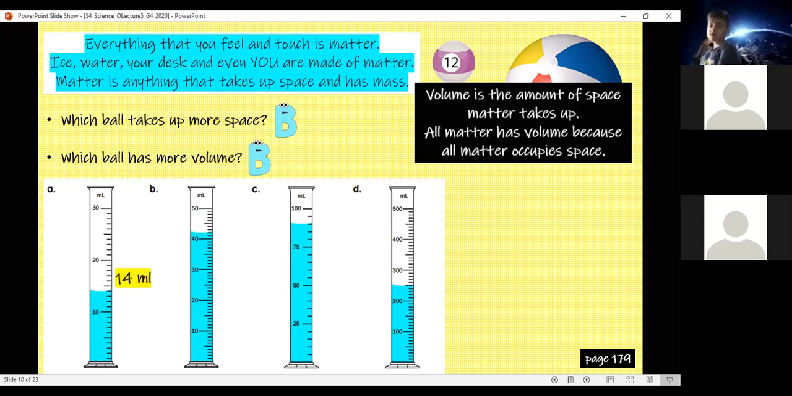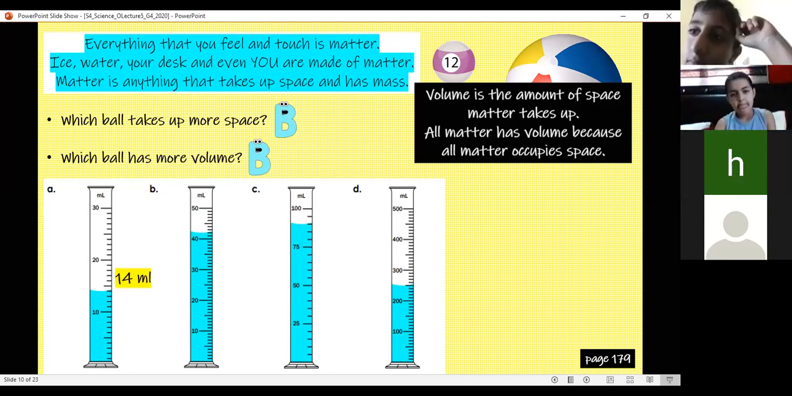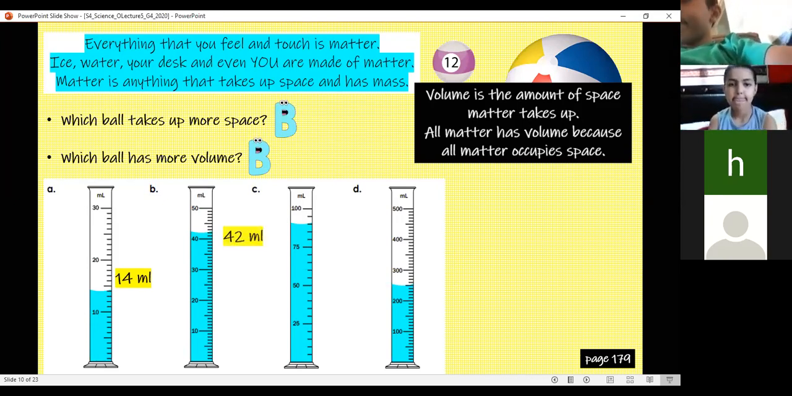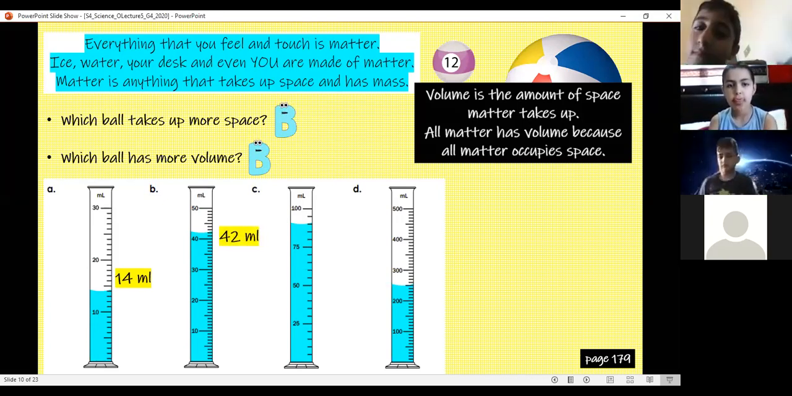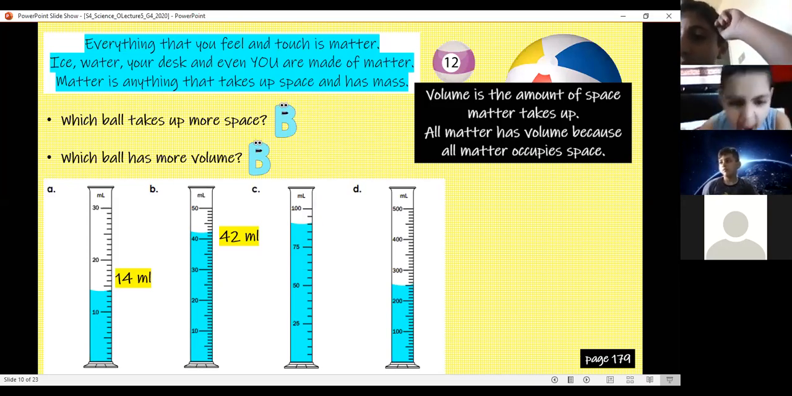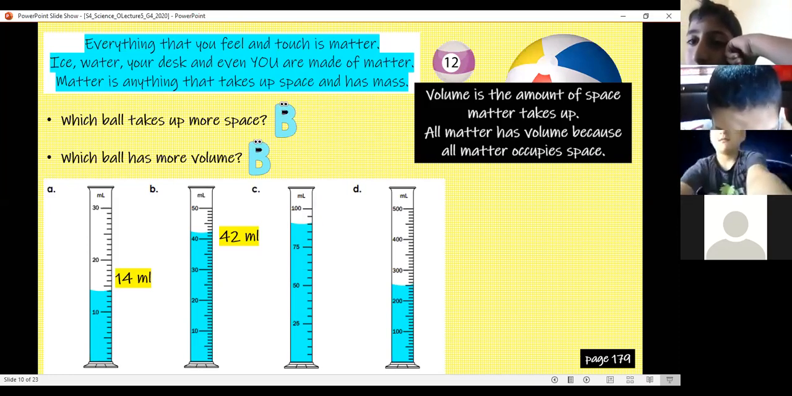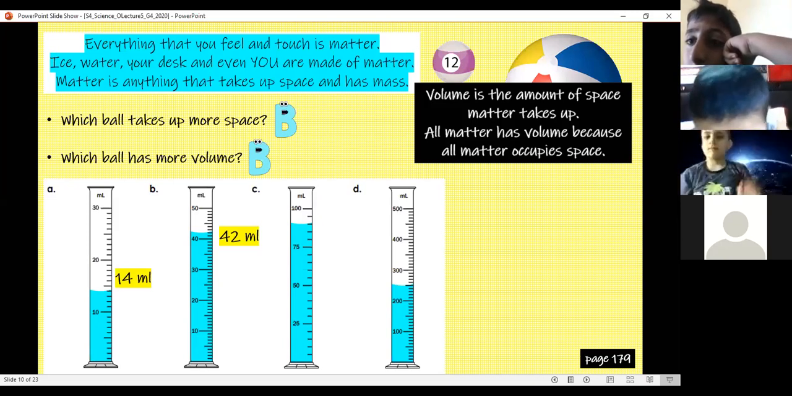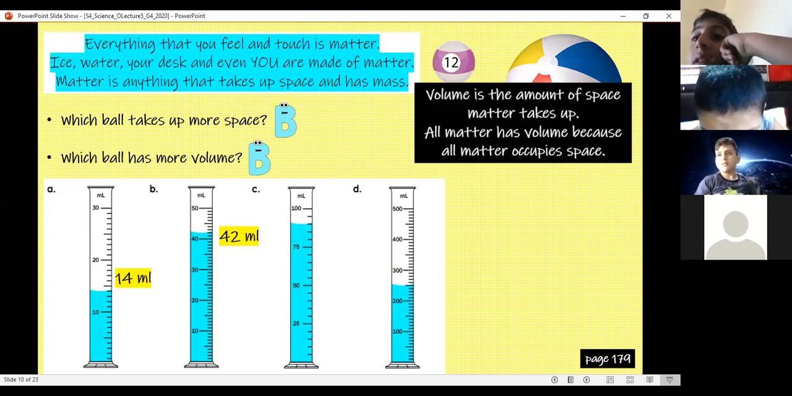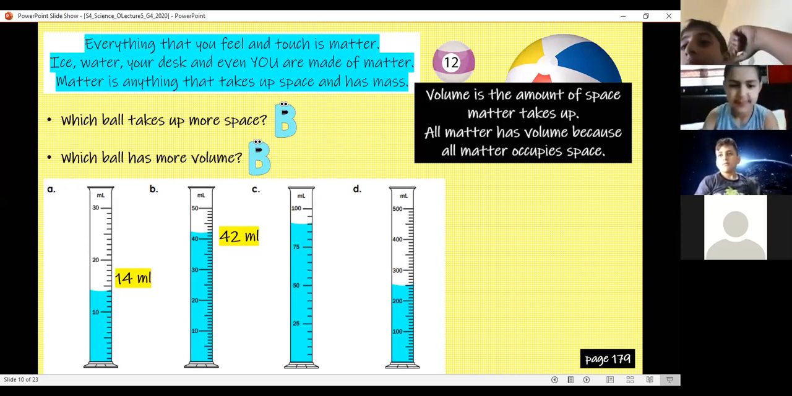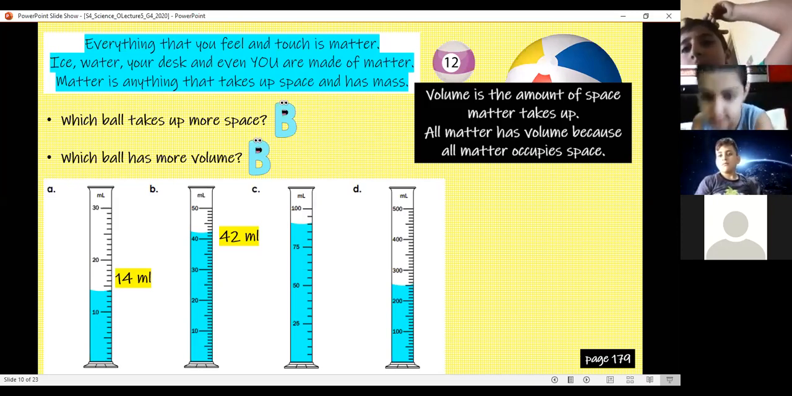What about the second one? Miss, the second one is 4. Also, in the second one, each line is equal to 1 milliliter. The third one is 80. Means the third one is 90. Each line is equal to 5 milliliters.